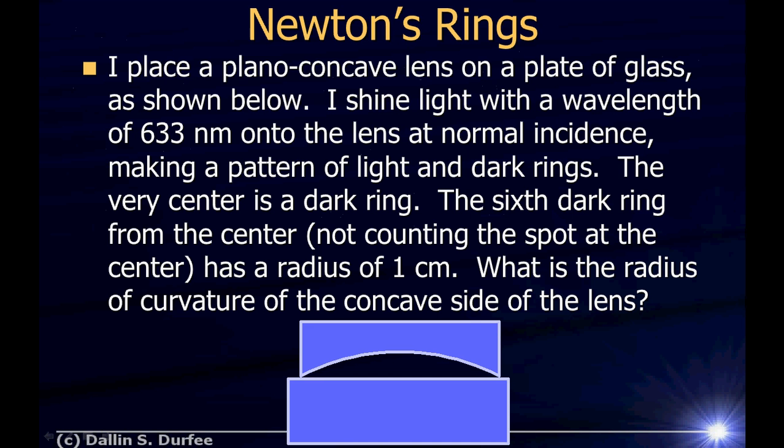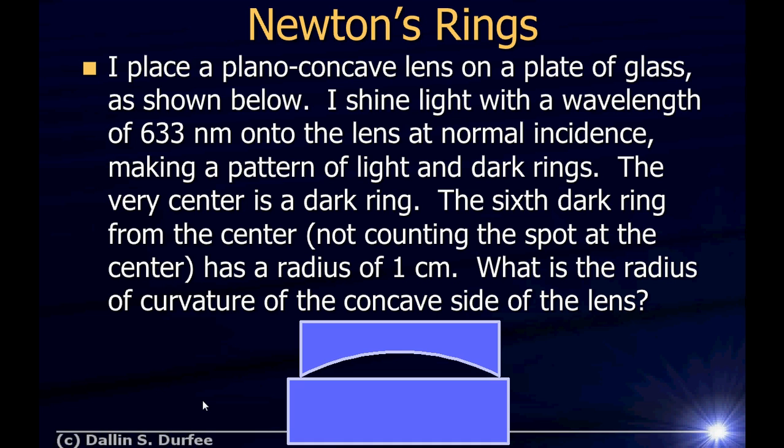Okay, our next problem is a problem with Newton's rings. Newton's rings use interference to figure out if a lens is shaped properly. So imagine I place a plano concave lens on a plate of glass as shown below, down here. Now, I shine light with a wavelength of 633 nanometers onto the lens at normal incidence, making a pattern of light and dark rings.